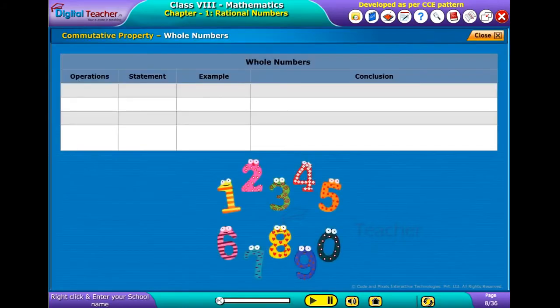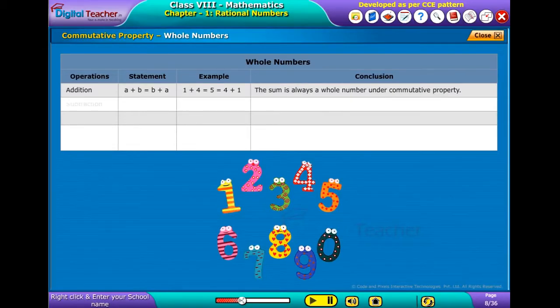Let us see the commutative property of operations on whole numbers. Under addition operation, it states that the change in the order of two numbers does not change the result when added. For example, 1 plus 4 is equal to 5, which is also equal to 4 plus 1. It concludes that the sum is always a whole number under commutative property.